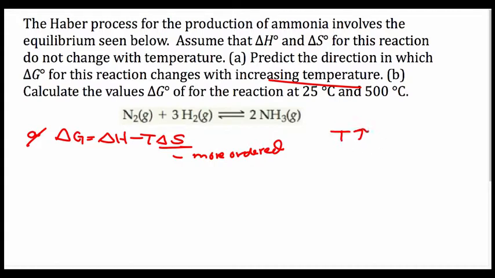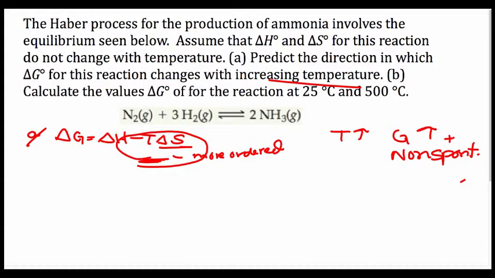As my T goes up, that's going to increasingly make this larger and larger. So my G is going to go up, which makes it more positive, which makes it non-spontaneous. My delta S is going to be negative. It's more ordered, which means overall this T delta S is positive. As my T gets larger and larger, that makes the entire thing larger and larger. So I'm adding delta H to an increasingly larger T, which makes my G increasingly larger, which makes the reaction non-spontaneous.